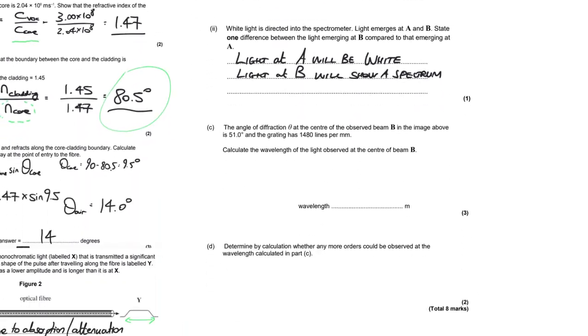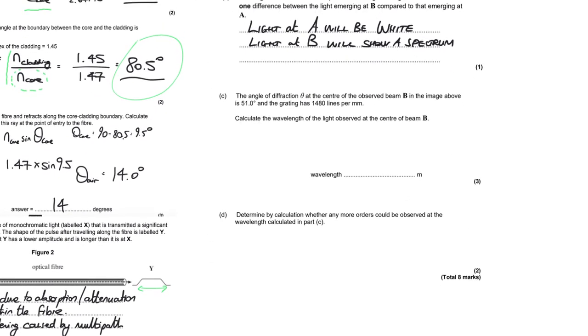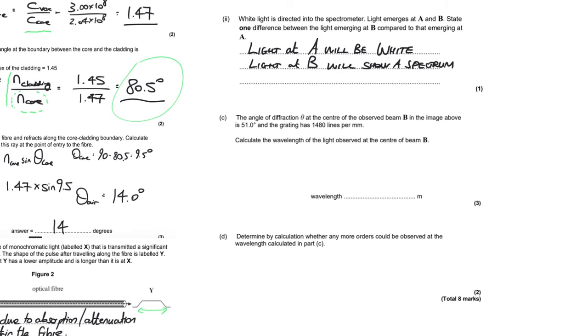Moving down, let's have a look at C. And let me do this real time. The angle of diffraction at the centre of the observed beam B above is 51 degrees, and the grating has 1,480 lines per millimetre. Now the equation which we're interested in is d sine theta equals n lambda. We've been told, or we've ascertained already, that this is the first order.